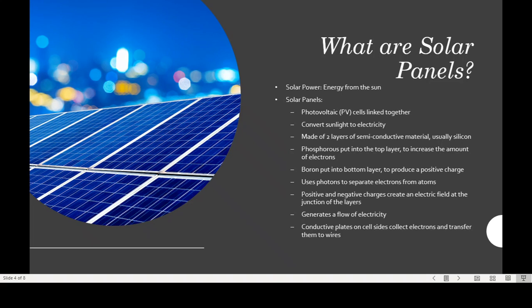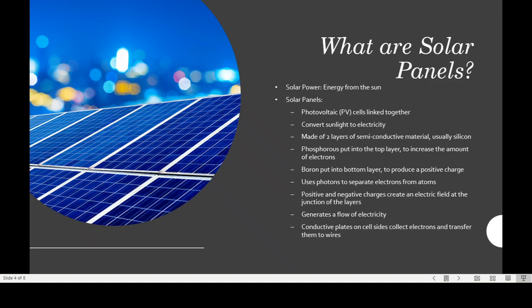So what is a solar panel? First off, solar power is energy that comes from the sun, and solar panels, they're made from photovoltaic or PV cells linked together. They convert sunlight into energy, and they're made up of two layers of semiconductive material, usually silicon. So phosphorus is put into the top layer to increase the amount of electrons, and boron is put into the bottom layer to produce a positive charge.